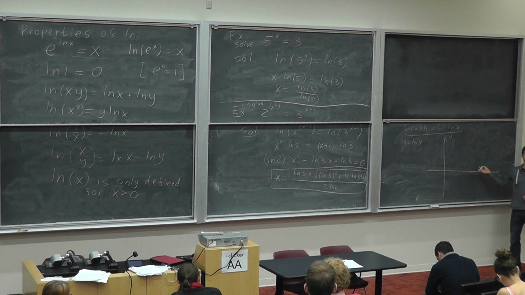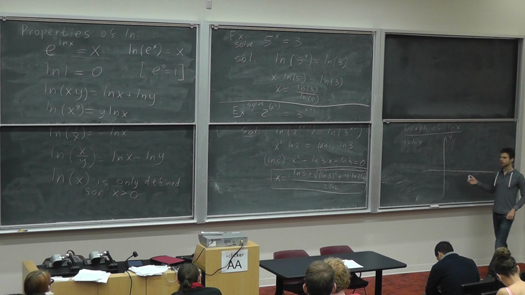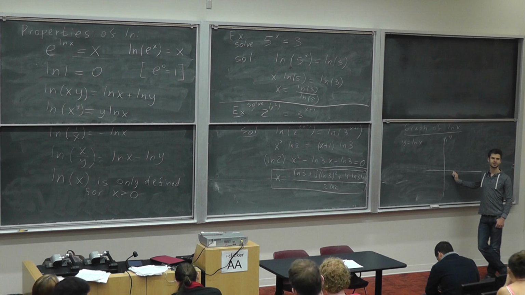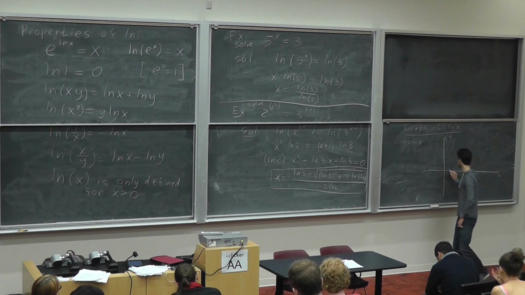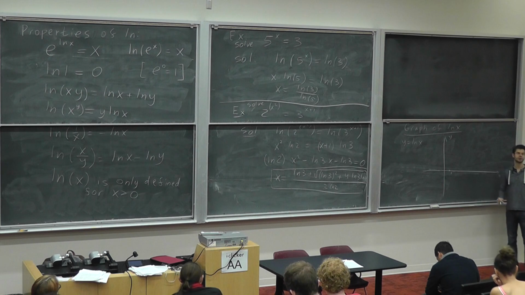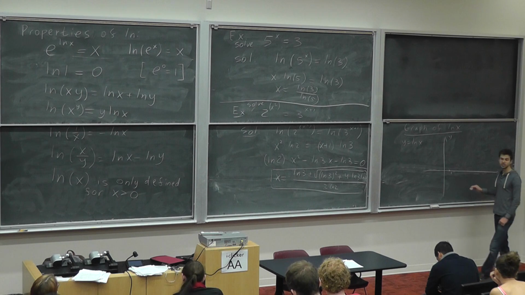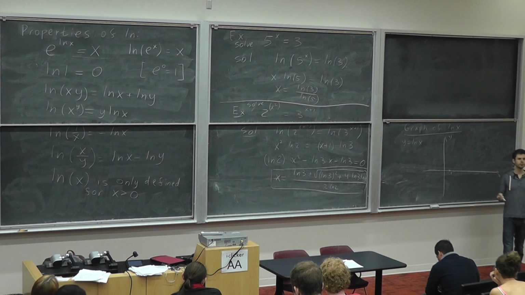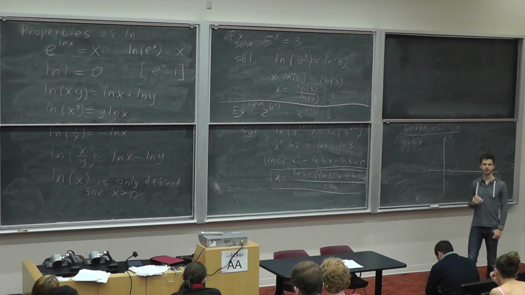Next, well, let's just plug in some values. Let's say x equal to 1. What is the logarithm? 0. So here I have 1 point. x equal to 1, y equal to 0. When is the logarithm going to be 1? What is the number whose logarithm is 1?